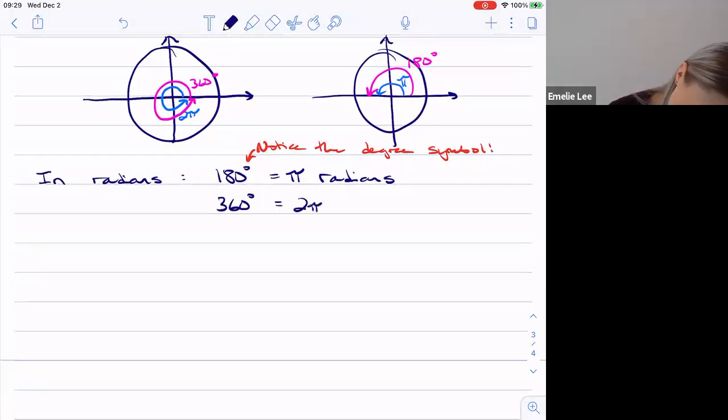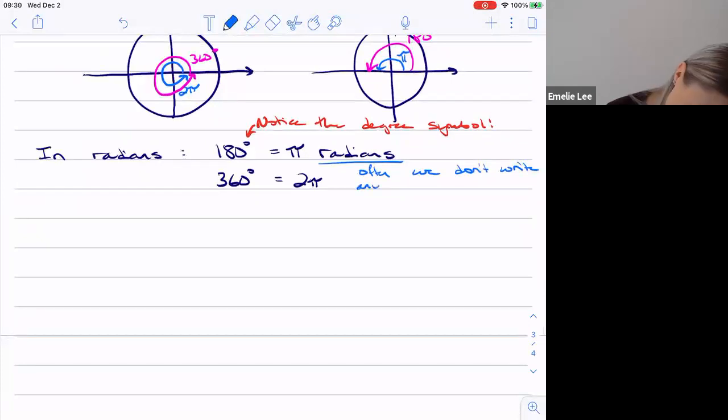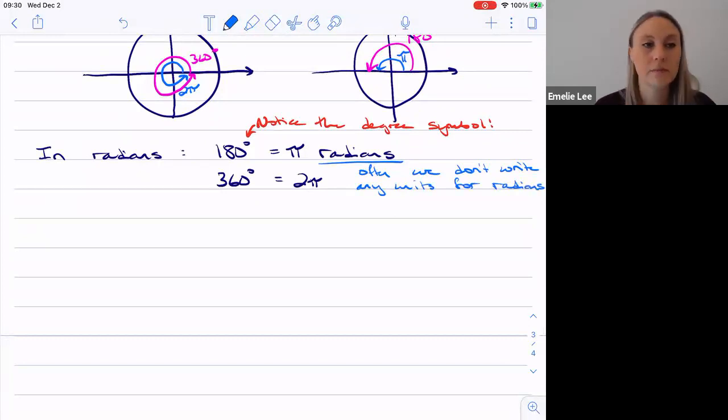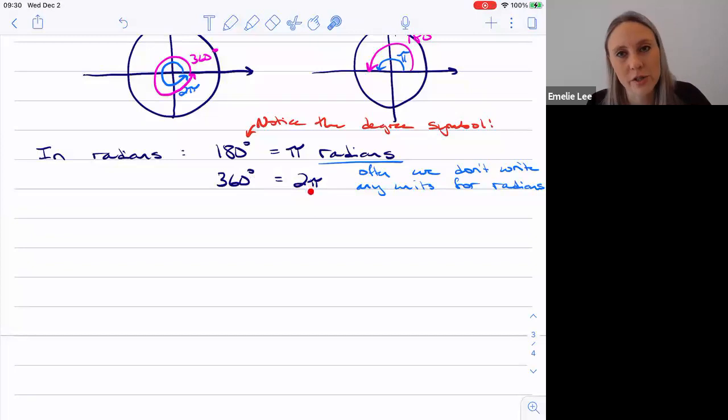360 degrees, 2 pi. And here I'll just say radians. Often we don't write any units for radians. So 360 degrees is equal to 2 pi, and then it's understood that it's radians because it's an angle.